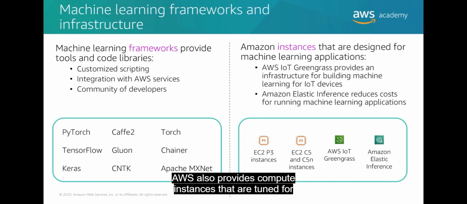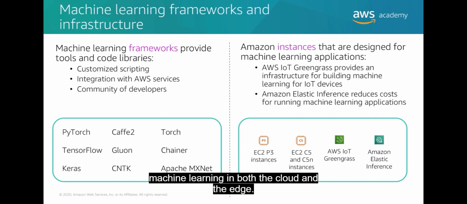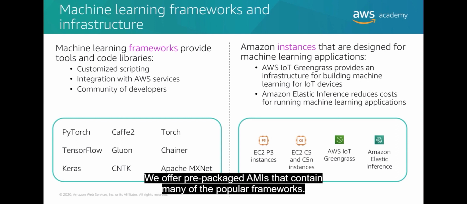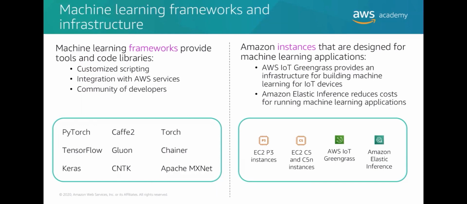AWS also provides compute instances that are tuned for machine learning in both the cloud and at the edge. Compute instances can be optimized for learning and inference. Another AWS resource you can use are certain Amazon Machine Images, or AMIs. We offer pre-packaged AMIs that contain many of the popular frameworks.